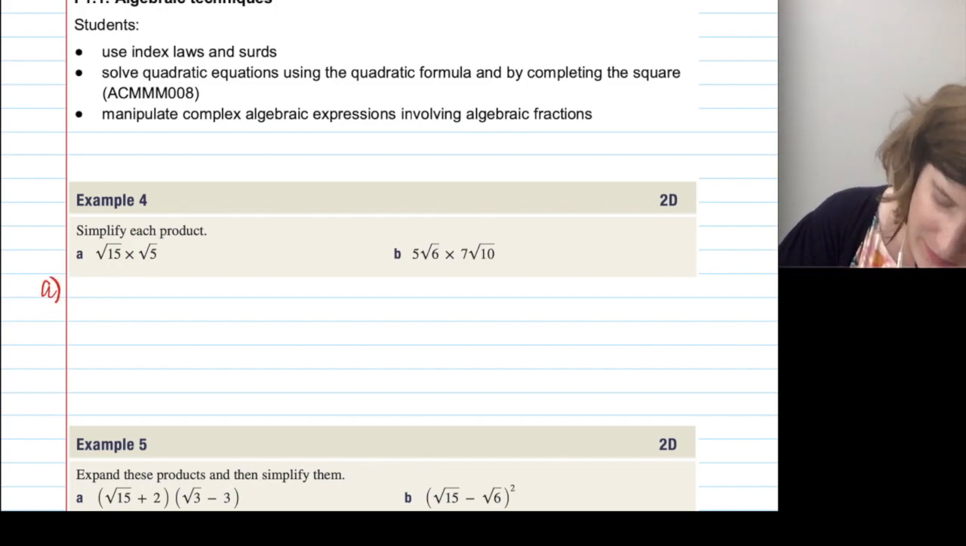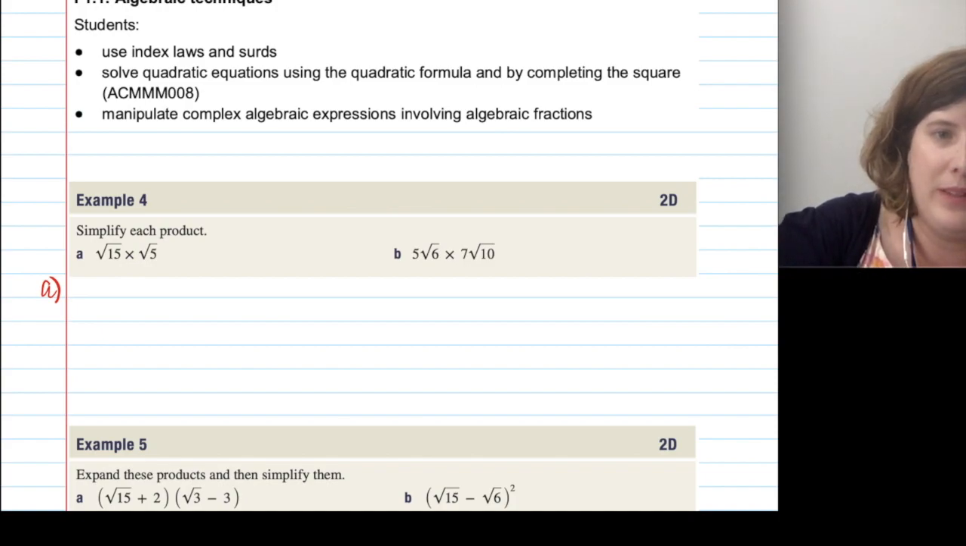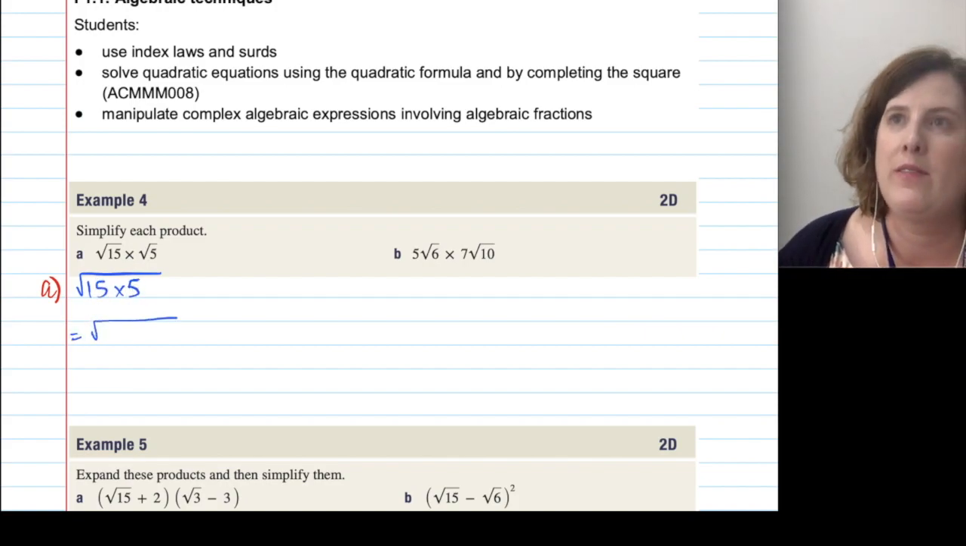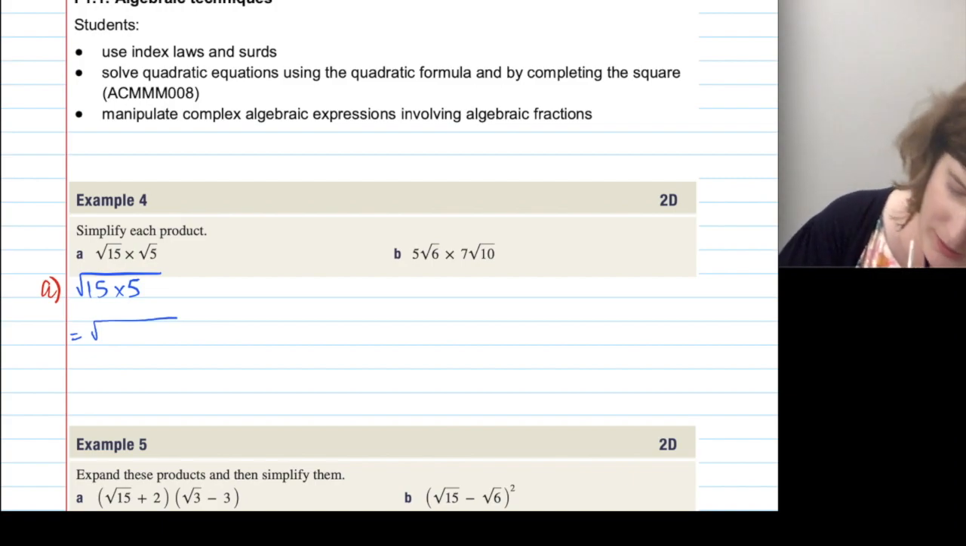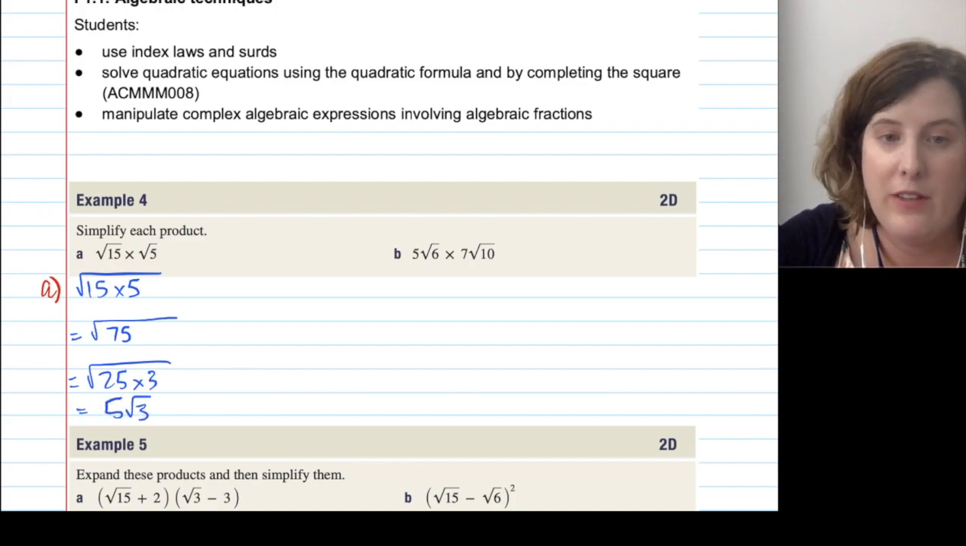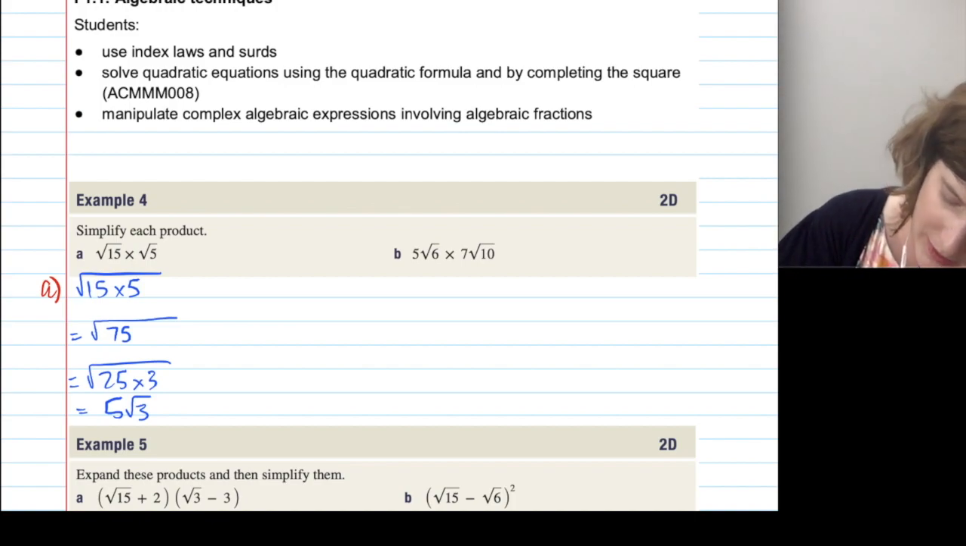So we've got root 15 times root 5 is the same as root 15 times 5, which is root, 10 times 5 is 50, 5 times 5, 25, 75. Root 75. And that's the same as root 25 times 3, so I've got 5 root 3, because root 25 is 5 and it goes out the front once you square rooted it.